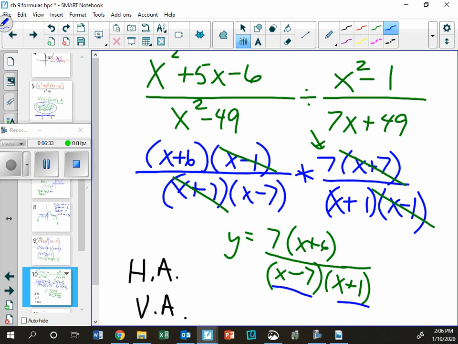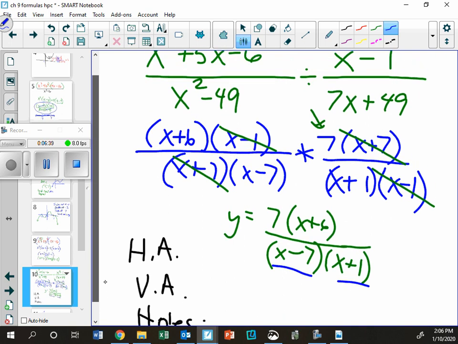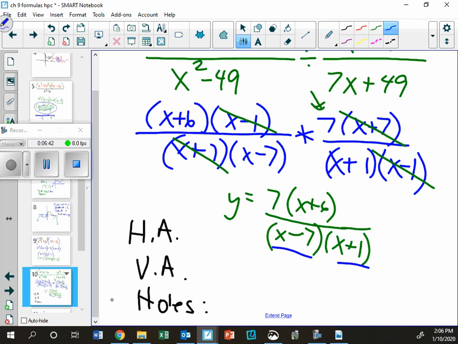Those things are vertical asymptotes. What about the things that canceled? Holes. Never even asked you for those yet. Oh, wait, did I? Yeah, I did. Okay, there it is. And horizontals. Is this a bob, sob, or a bot?